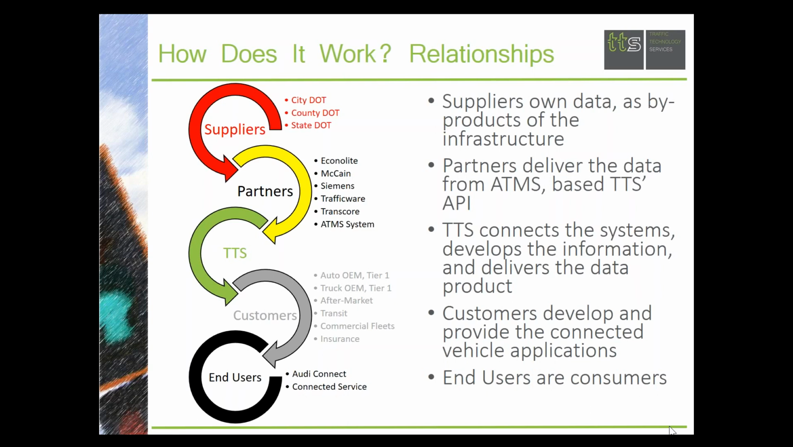Then there's the partners, all the major traffic controller manufacturers. Traffic Technology Services is working with them to incorporate that information, the software to write an application programming interface, the API. You'll notice IntelliTe's not on here, but they're currently working with IntelliTe on getting that agreement worked out. Then Traffic Technology Services does that prediction algorithm. Then it's delivered to the customers via things like Audi Connect.